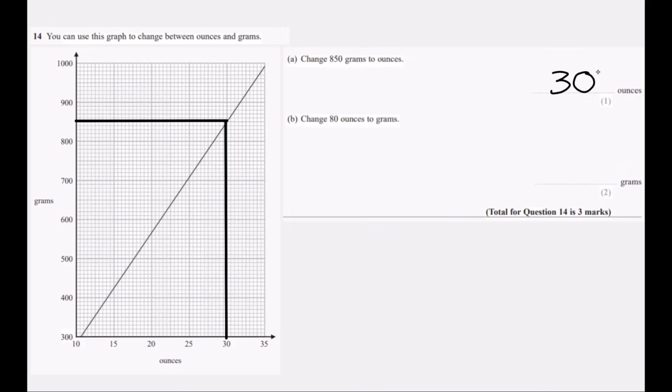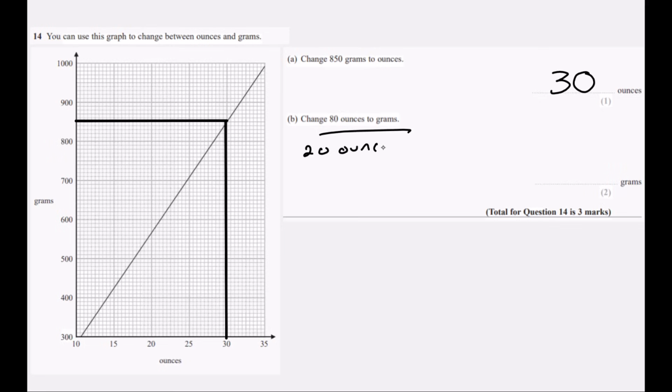Change 80 ounces to grams. So 80 is not on here. It only goes up to 35. So how can we do 80 ounces? We could do 2 30s and a 20. That would work. Or we could just do 20 ounces.